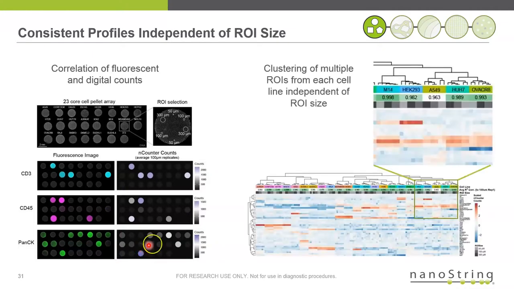But once you normalize the data, all of that data clusters based on the cell type. So independent of ROI size, once you normalize it, that data comes right together. So whether you have a 50 micron region of interest or a 300 micron region of interest, you're getting the same data.